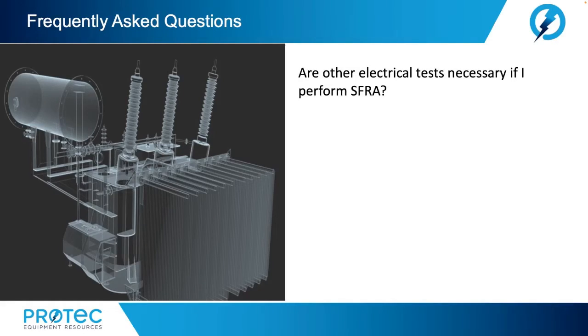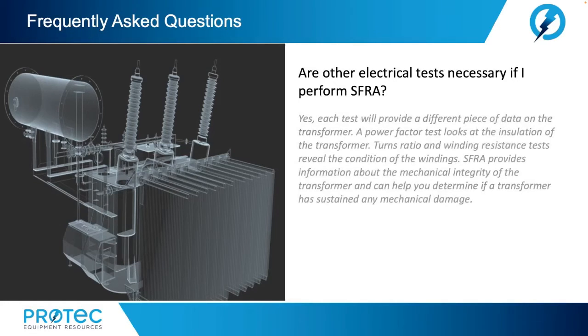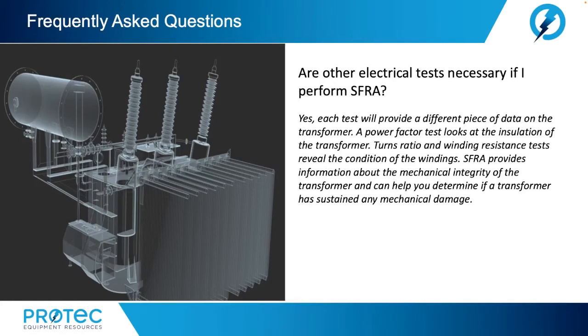Are other electrical tests necessary if I perform SFRA? Yes, each test will provide a different piece of data on the transformer. A power factor test looks at the insulation of the transformer. Turns ratio and winding resistance tests reveal the condition of the windings. SFRA provides information about the mechanical integrity of the transformer and can help you determine if a transformer has sustained any mechanical damage.